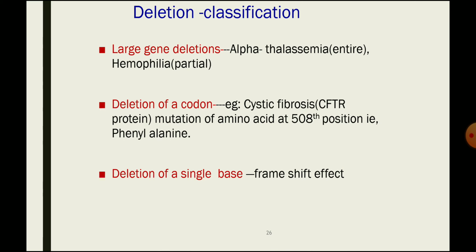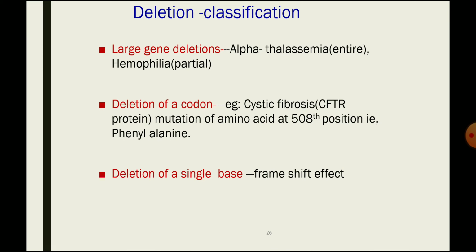Then deletion, again they are classified into large gene deletion, deletion of a codon or deletion of a single base. So whenever you are asked to write about the frameshift mutation, you have to write this also. What is frameshift mutation? Example, you can quote by doing one change like this, and then you have to classify it. Large gene deletions, alpha thalassemia, the entire one gene is deleted.